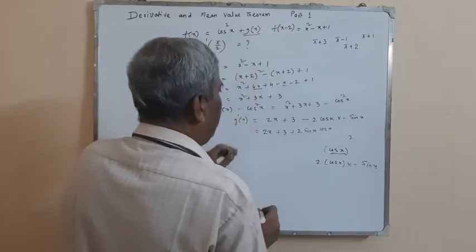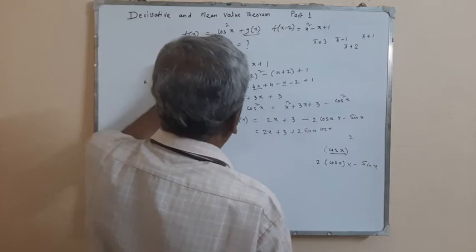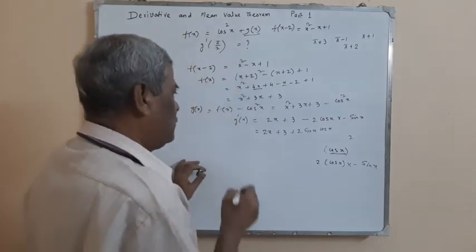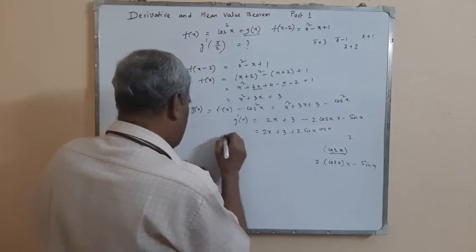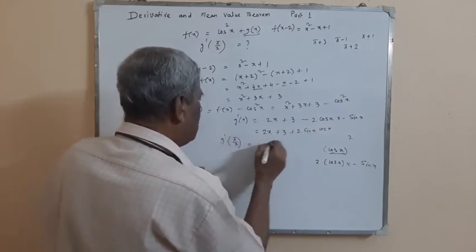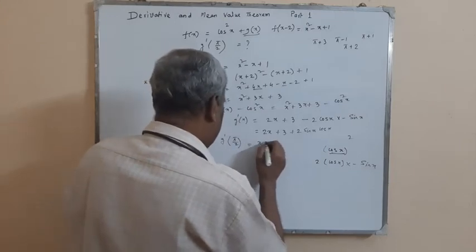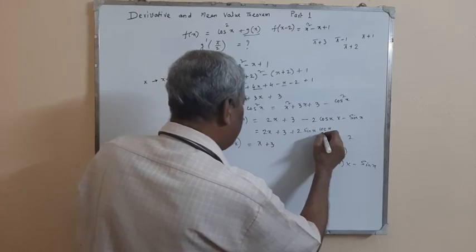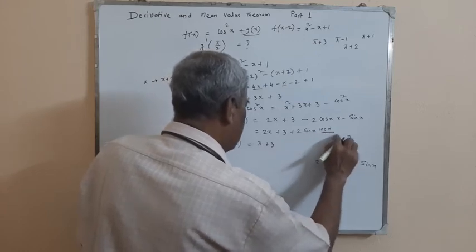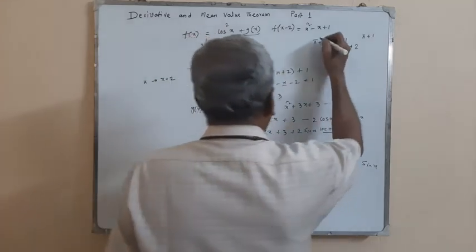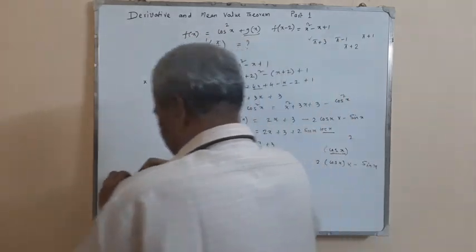Now we have to find g dash at the point x is equal to pi by 2. So g dash pi by 2, put x is equal to pi by 2 over there. So it is pi, it is 3, and cos pi by 2 is 0, so this becomes 0. So the answer is pi plus 3. First option is okay.